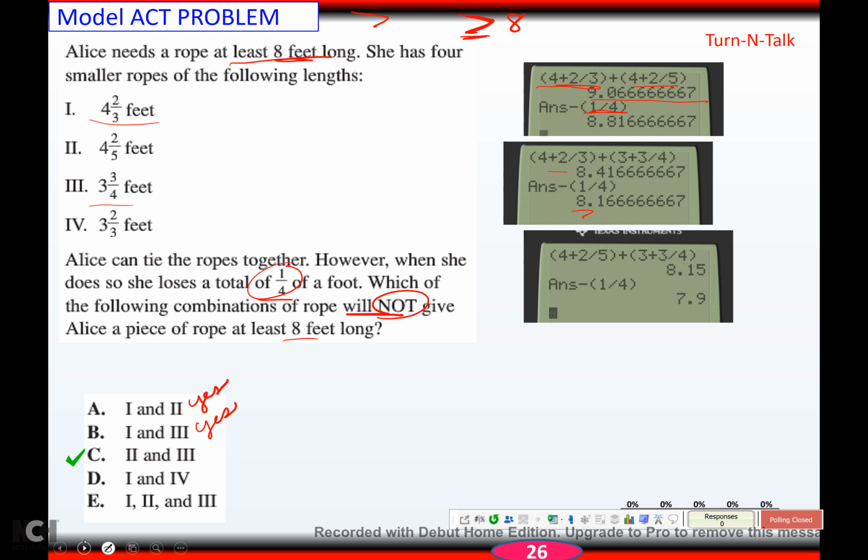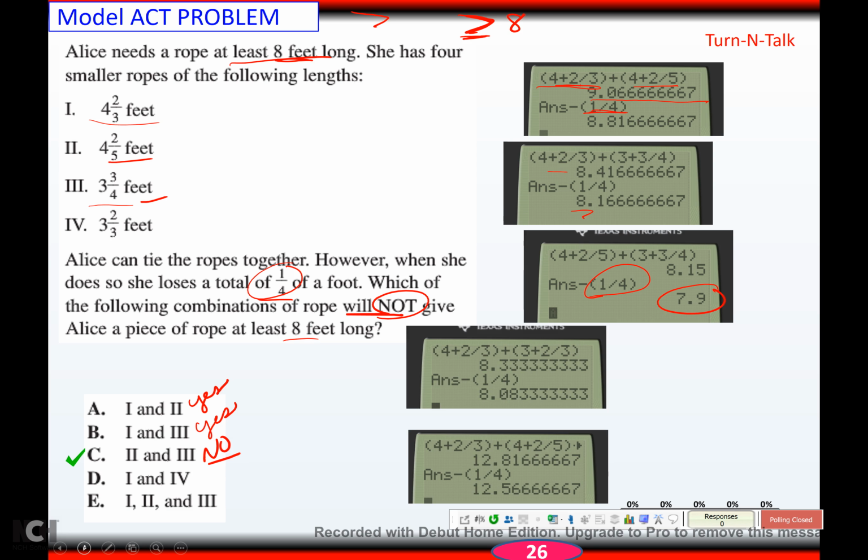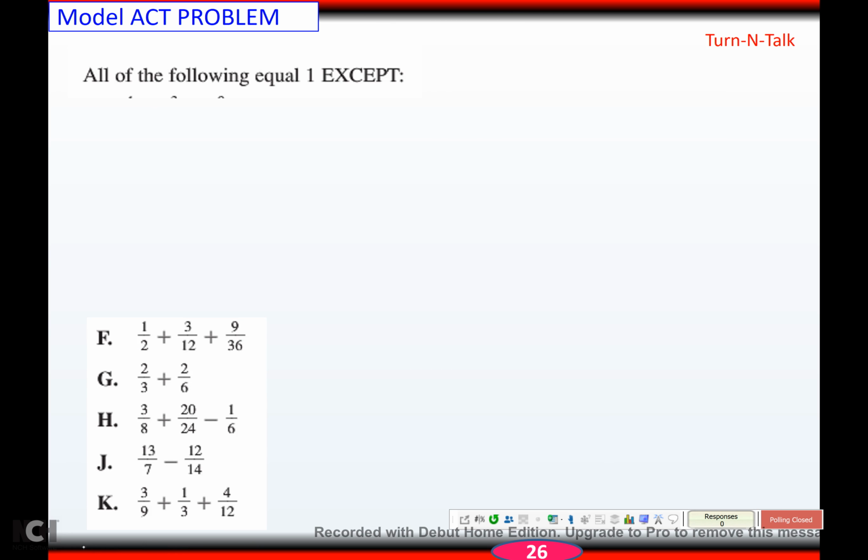When I try 2 and 3, sorry, that was 1. Yeah, 2 and 3 now. 4 2/5 plus 3 3/4. I get 8.15. Take away the 1/4 of rope for the knot, and that's 7.9, which is not greater than or equal to 8. So this one is the one that will not give you at least 8 feet. You can check the other ones, but again, if you know there's only one possible answer, once you get it, why bother? Okay, try this one. Hit pause. Come back when you're ready.